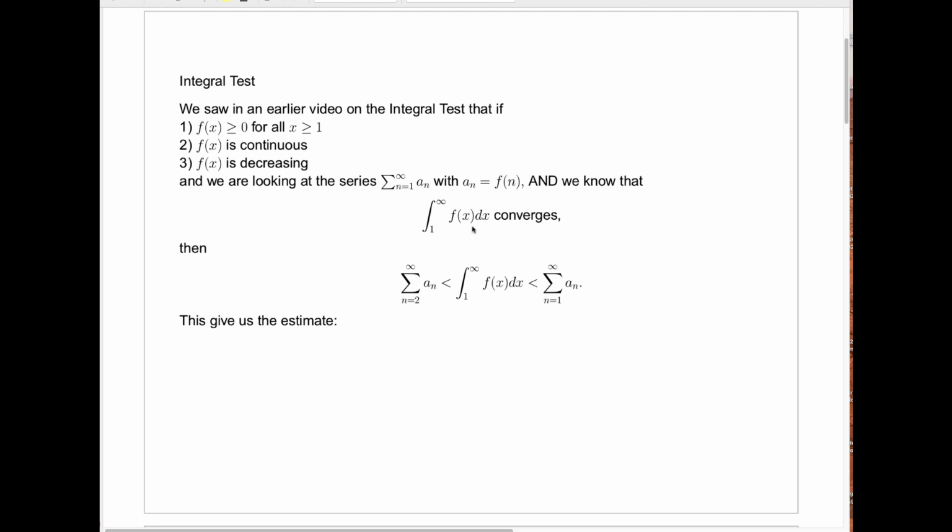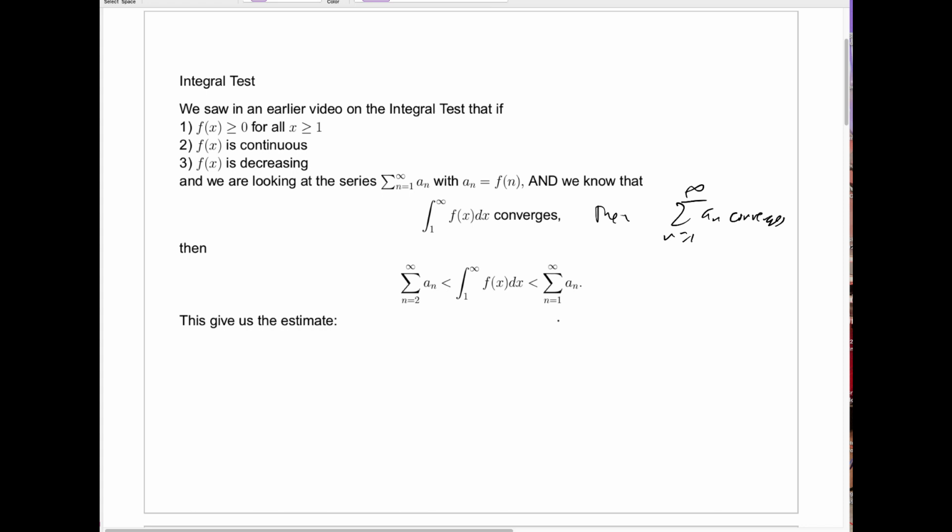And if we know that this integral converges, then the series converges. And we even saw that the actual series itself has a sum which is bigger than this integral from 1 to infinity of f of x dx, but that if you take the same series and leave off the first term, the sum from n equals 2 to infinity of a sub n, then what you get is actually less than that integral.